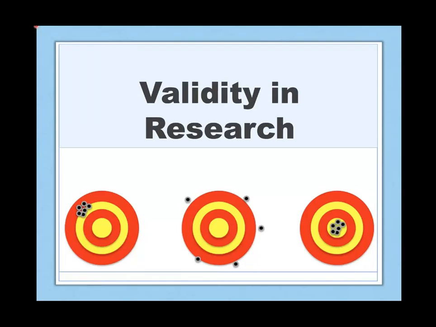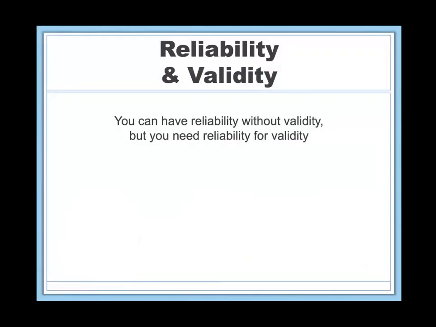Reliability and validity are really important for inferential statistics because if you have studies that are not reliable and/or not valid, you're going to end up making inaccurate conclusions about the world on the basis of your data, which defeats the whole purpose of what we're trying to do. So I want to talk for a moment about the relationship between reliability and validity.